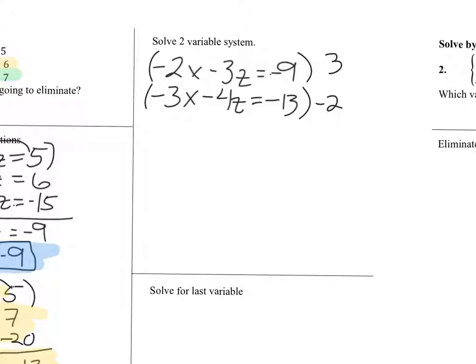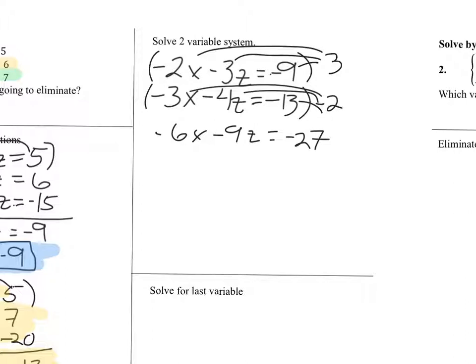So let's go ahead and distribute. 3 times negative 2 is negative 6x. 3 times negative 3 is a minus 9z. 3 times negative 9 is a negative 27. And now for the bottom, we have negative 2 here, and here, and here. So negative 2 times negative 3 is 6x now. Then negative 4 times negative 2 is positive 8z. And negative 2 times negative 13 is going to be a positive 26.